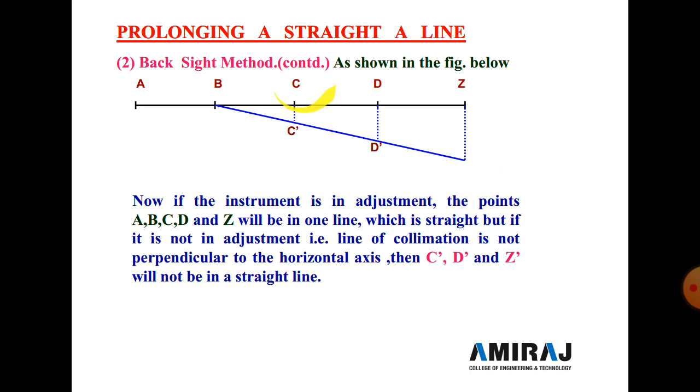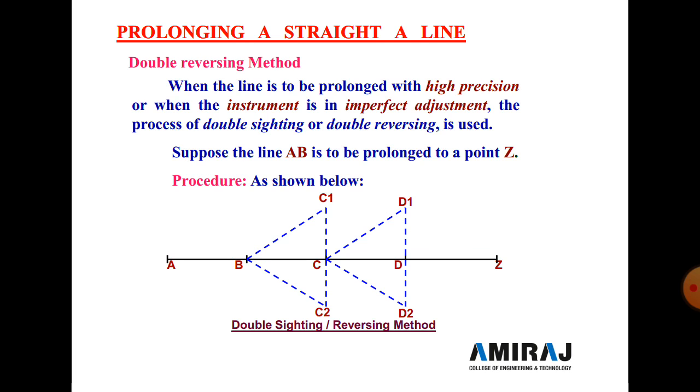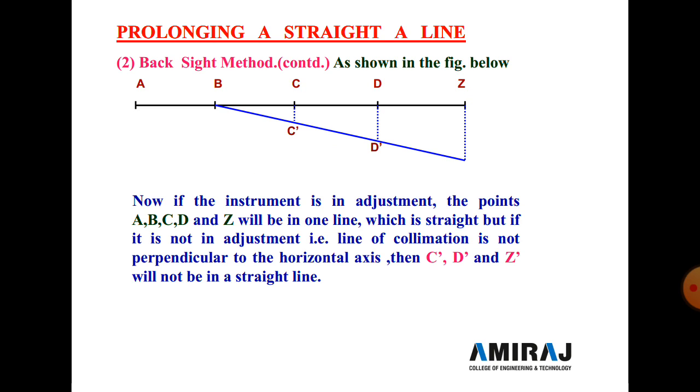Now shift the instrument to the C point or C dash point and bisect the B point, and similarly extend the line up to the D dash point, up to the Z dash point. The same procedure is repeated, and here C dash, D dash up to Z dash are not in a straight line, because of the change in face of the instrument or theodolite. So here a small error creeps into this backsight method.